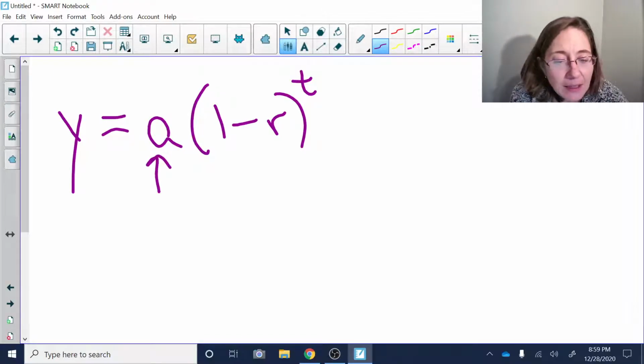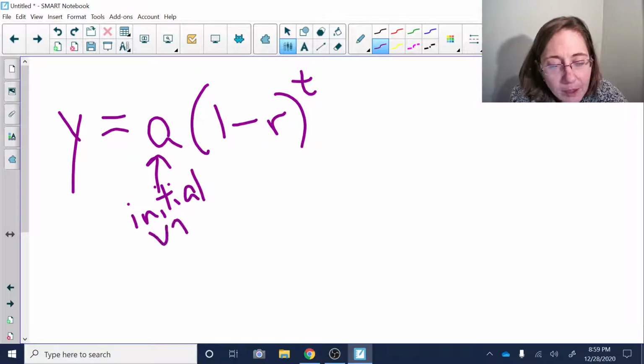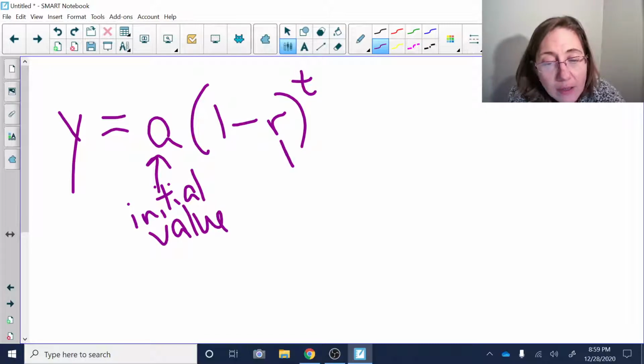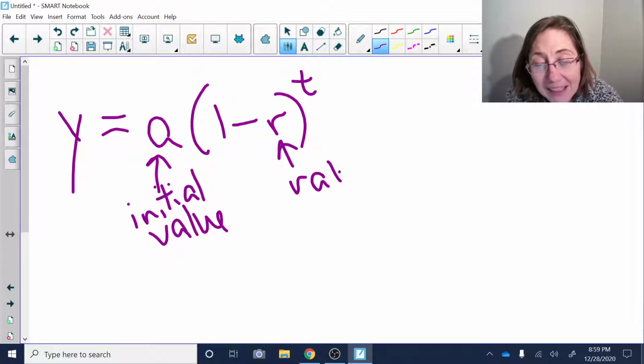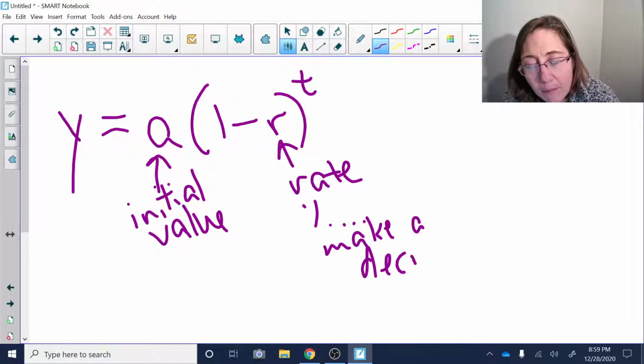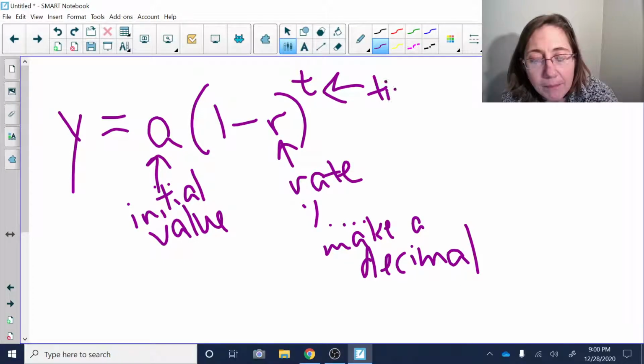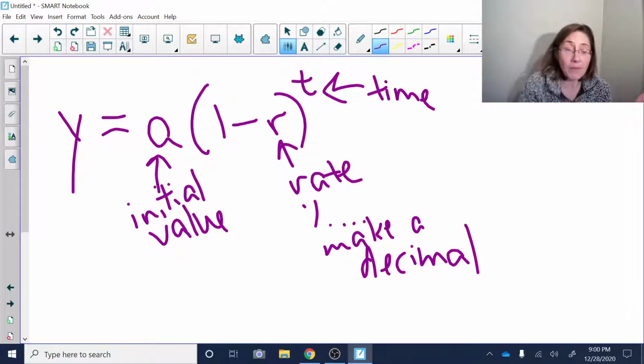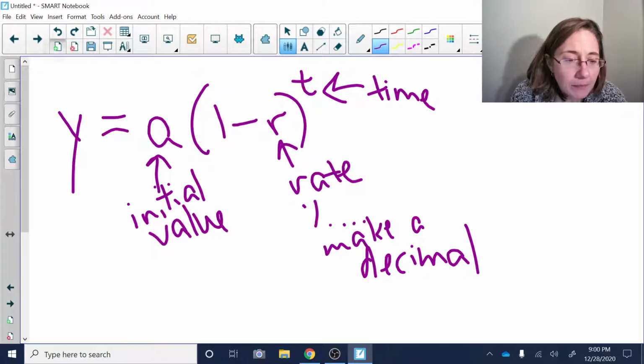The a is still the initial value, initial amount there. R is still the rate. It's still generally going to be given as a percent, but then we're going to make it into a decimal. And t is going to be time. Okay, so very similar to use. So let's do an example of this.